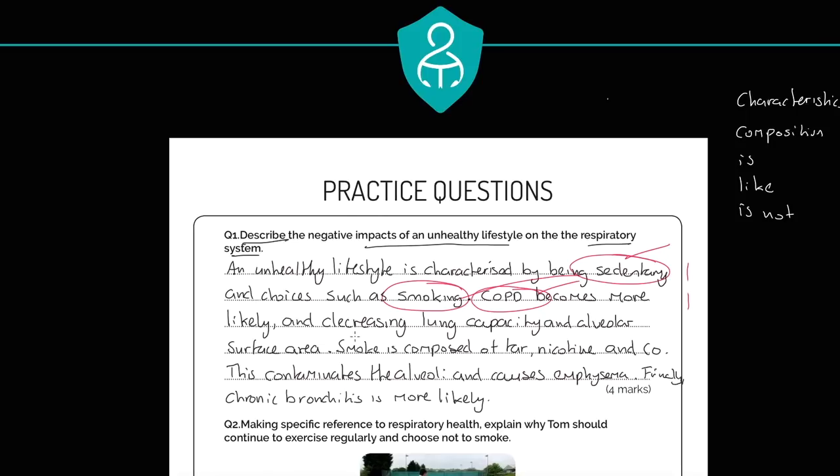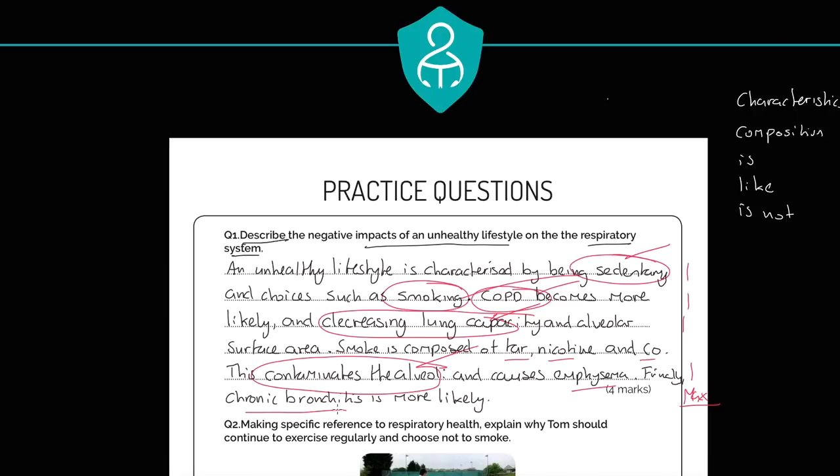COPD becomes more likely, and decreasing lung capacity, so this is happening, decreasing lung capacity and alveolar surface area, so that's also decreasing. Smoke is composed of tar, nicotine and carbon monoxide, and this contaminates the alveoli, I've got my max, okay, and causes, look, there's another one, emphysema, finally chronic bronchitis. So this type of language is going to get me my marks, because I'm describing the impact of unhealthy lifestyle specifically on the respiratory system.